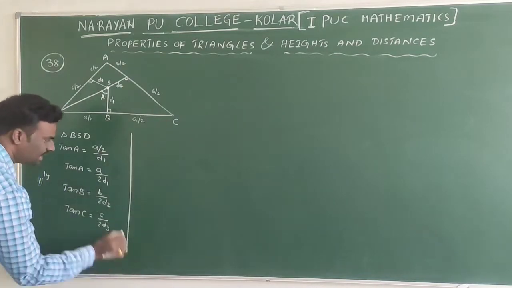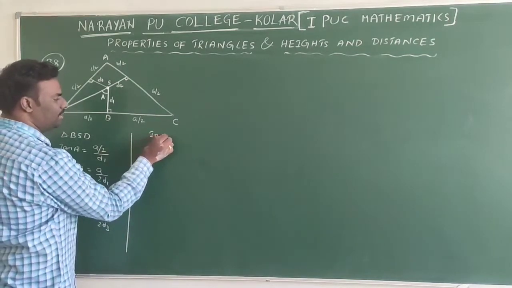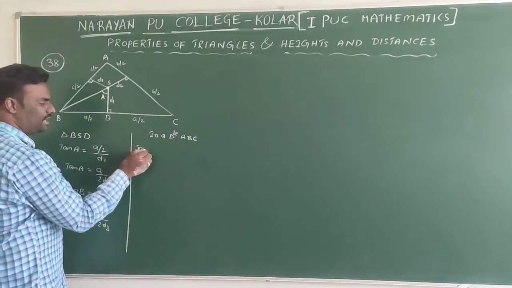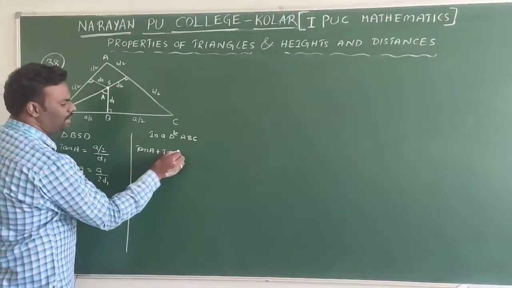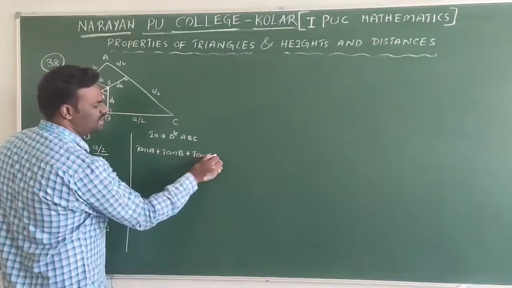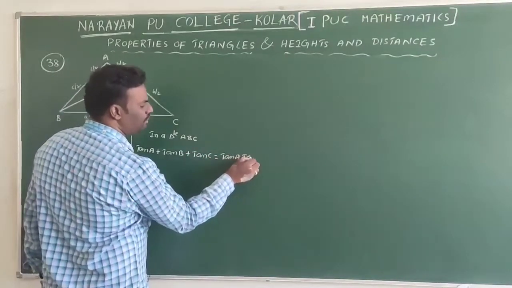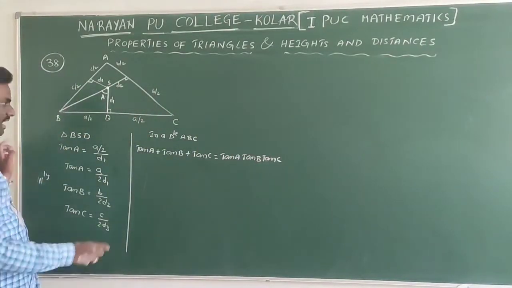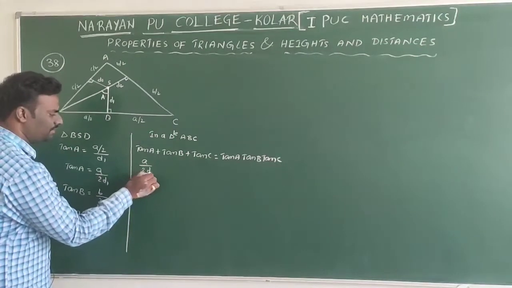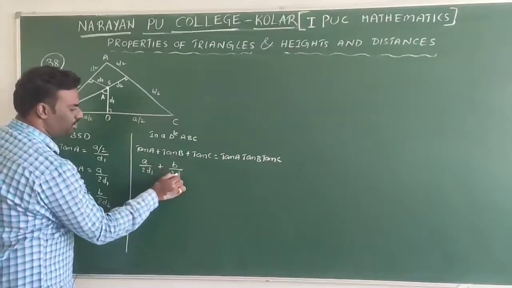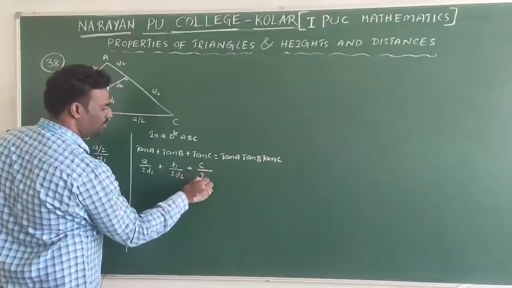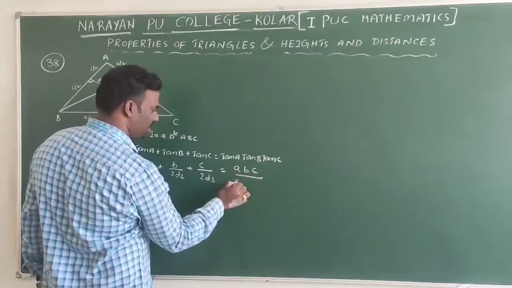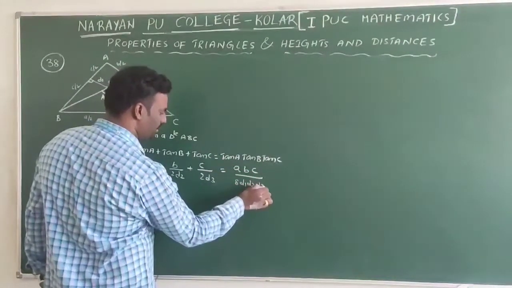But already it is a triangle. In a triangle ABC, we know one formula in trigonometry I gave: tan A plus tan B plus tan C is equal to tan A into tan B into tan C. I am applying this condition. In place of tan A by 2 D1, B by 2 D2, C by 2 D3. That equals ABC by 8 into D1 D2 D3.